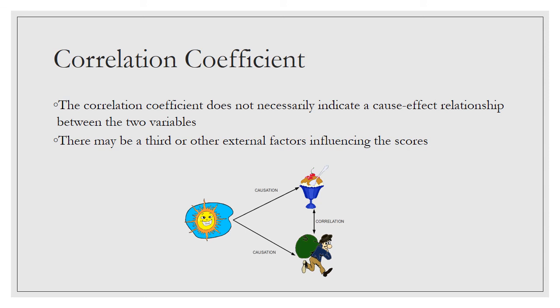I'll mention here, I mentioned it before, correlation does not necessarily mean there's a causal effect. It doesn't mean that the causal relationship exists between the two variables. In our little example here, we've seen before, there may be a third or other external factors influencing the scores. Correlation is just a mathematical computation.